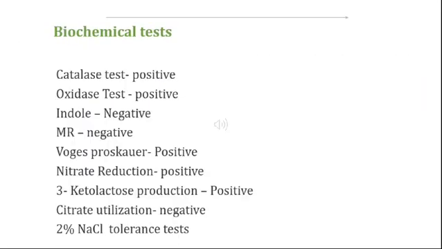Biochemical tests to identify Agrobacterium tumefaciens: catalase test positive, oxidase test positive, indole test negative, MR, which means methyl red test, negative, urease positive, nitrate reduction positive, 3-ketolactose production positive, and citrate utilization negative. The 2% NaCl tolerance test is also used to identify Agrobacterium tumefaciens.